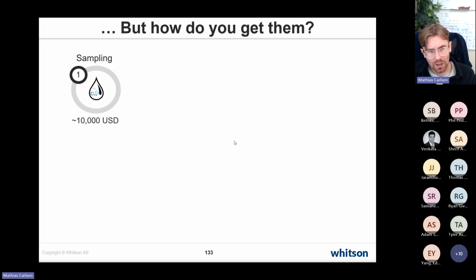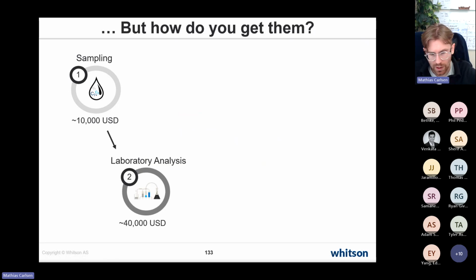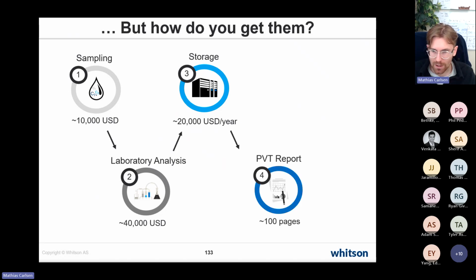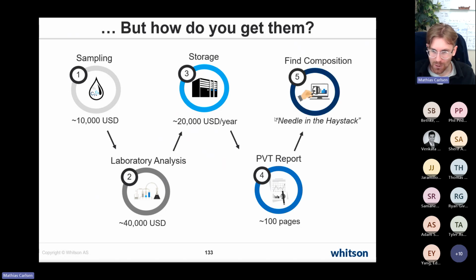If you wanted to get the composition by going to a lab, you would pay $10,000 for sampling, $40,000 for lab analysis, and then they'll try to convince you to store the sample there for $20,000 a year. Then they'll send you a PVT report with 100 pages, and you want to find a composition to use there. Well, that's kind of a needle in a haystack job.